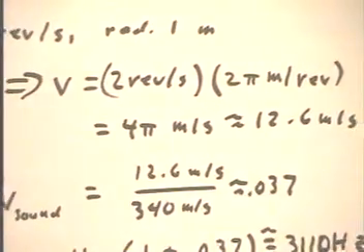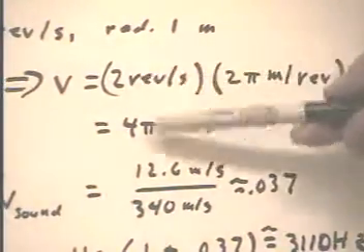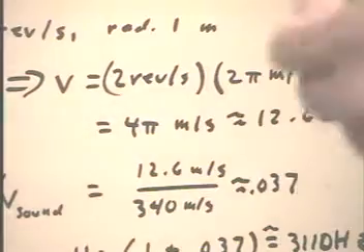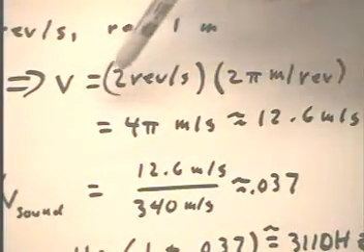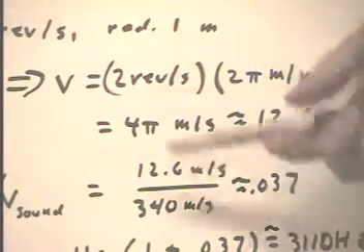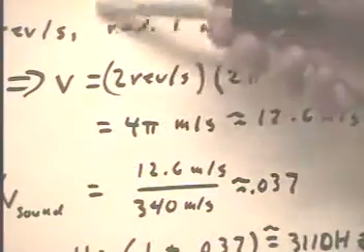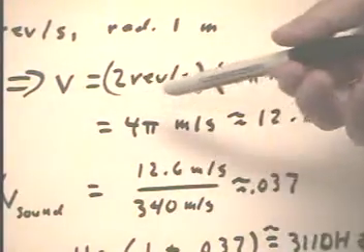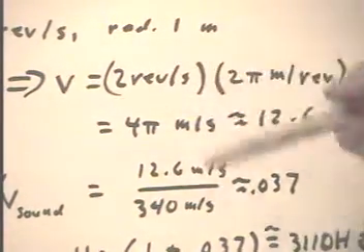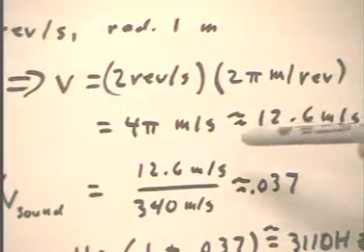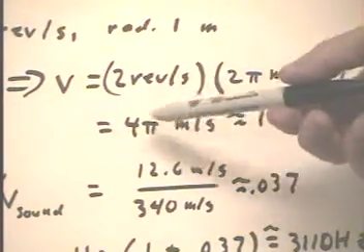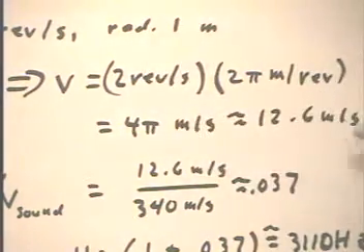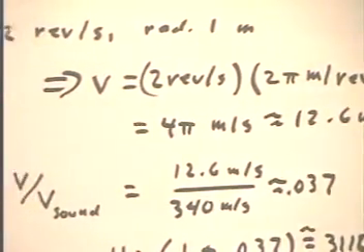I'll note we could have also calculated this, and you should make note of this also, by saying that 2 revolutions per second is 4 pi radians per second. We multiply the 4 pi radians per second by the radius, 1 meter, and we get the velocity. Multiply the angular velocity in radians per second by the radius in meters, and we get the velocity in meters per second. It's going to be 4 pi times 1, 4 pi meters per second, again, or 12.6 meters per second. You should understand the calculation both ways.